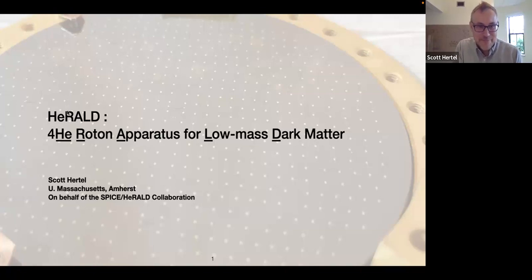First, I'll explain the name. HeRALD stands for helium roton apparatus for low mass dark matter. Alternatively, light dark matter, but it gets confusing to say light and dark next to each other.